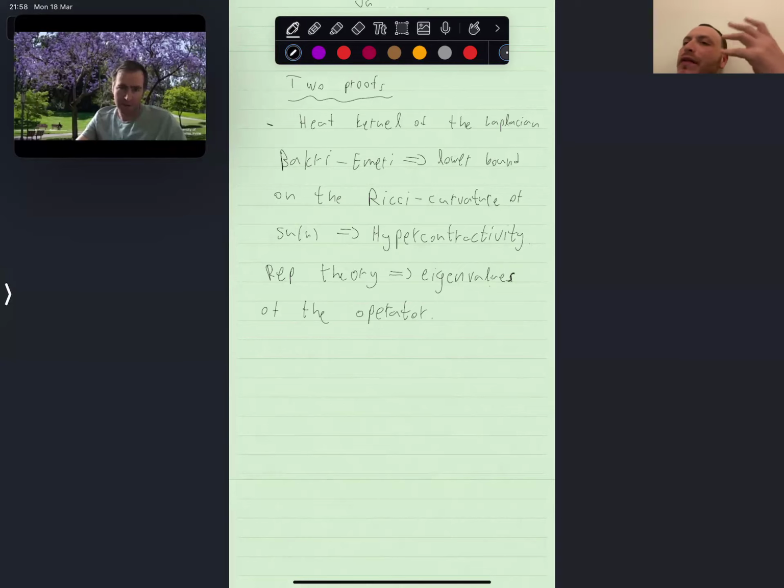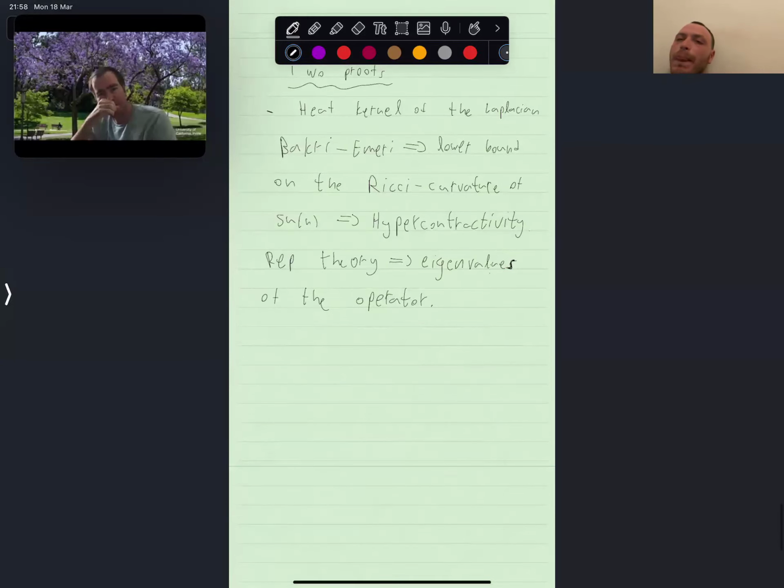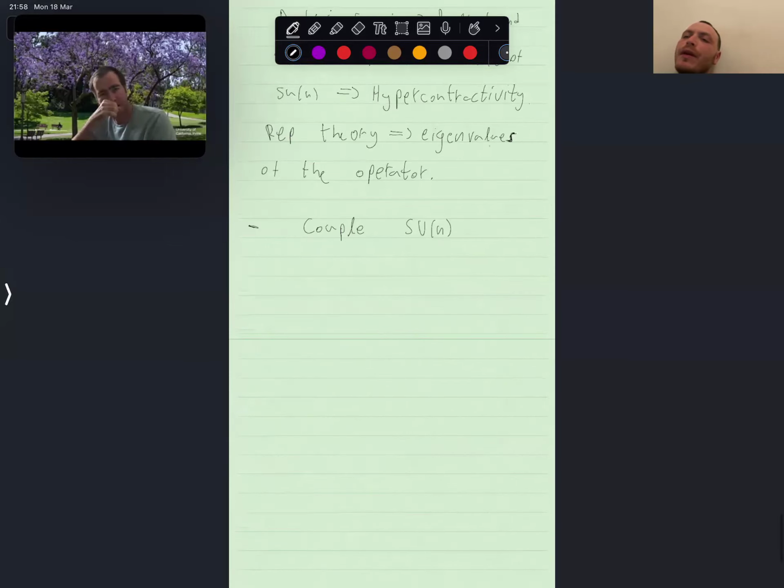But somehow, when you have hypercontractivity for an operator, you immediately get some moment bounds for the eigenfunctions. And for the moment bounds, you need to calculate the eigenvalues, and there are some formulas for the eigenvalues using representation theory. So this is one proof, and the other proof is more probabilistic. And the idea is to couple SUN with a Gaussian space.